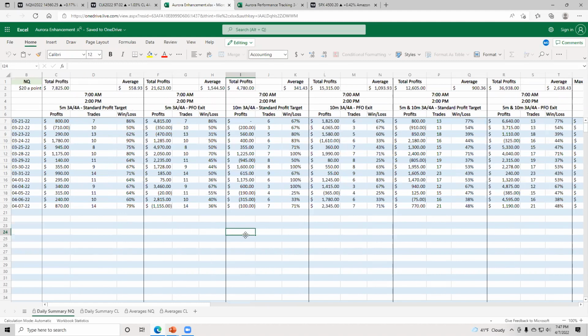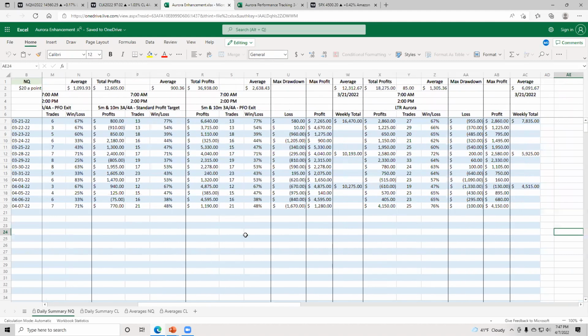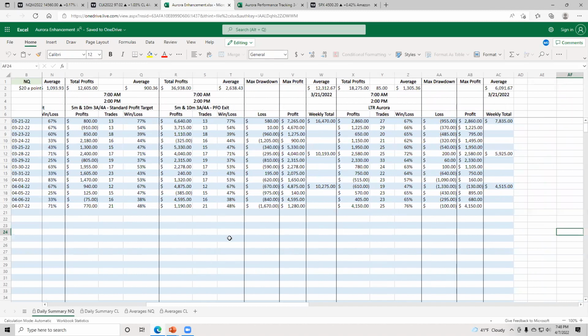One other thing that I just want to share with you here real quick is if you look at the number of trades on NQ, the 5-minute and 10-minute holding for the PFO exit versus what we've been evaluating that Kristen tracks, it's 13 trades versus 27, 13 versus 29. That was pretty similar on that day, 18 and 20. But you can see that the majority of the days we have far fewer trades with bigger profits than what we've seen so far today.